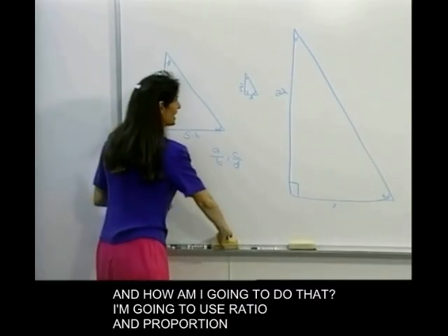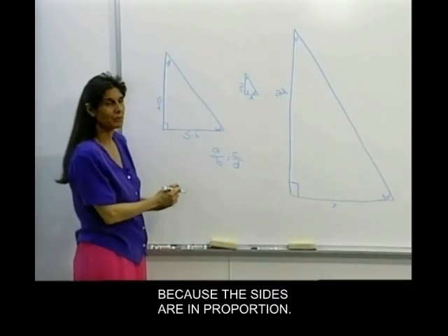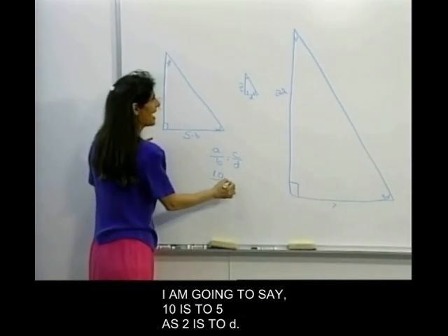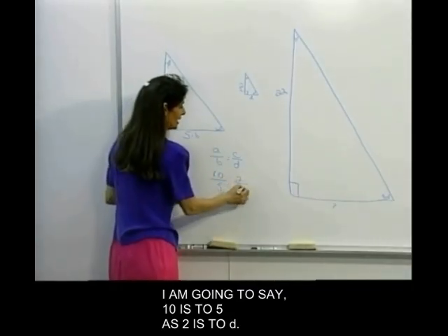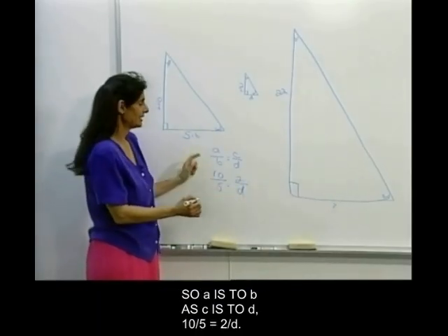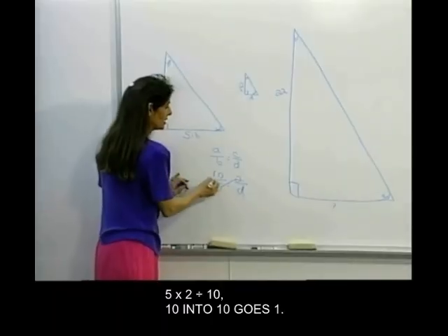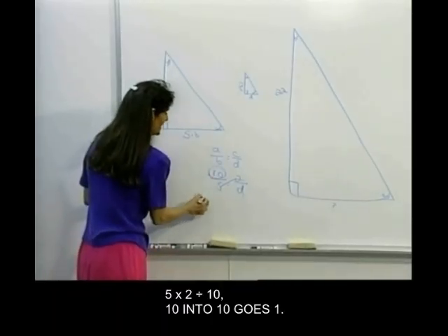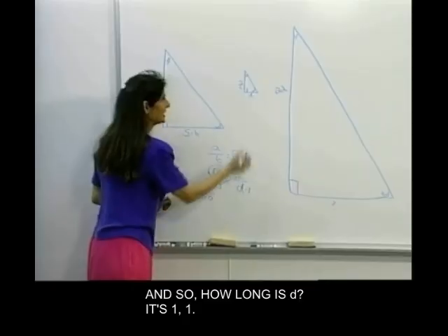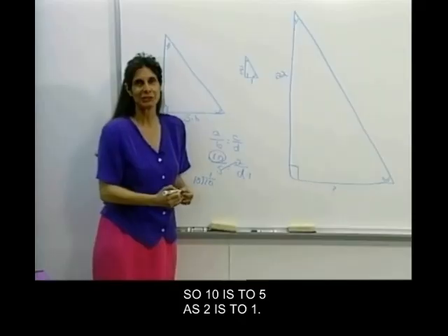And how am I going to do that? I'm going to use ratio and proportion because the sides are in proportion. I am going to say 10 is to 5 as 2 is to D. So A is to B as C is to D. 10 is to 5 as 2 is to D. And 5 times 2 divided by 10 is 10 into 10 goes 1. And so how long is D? It's 1. So 10 is to 5 as 2 is to 1.